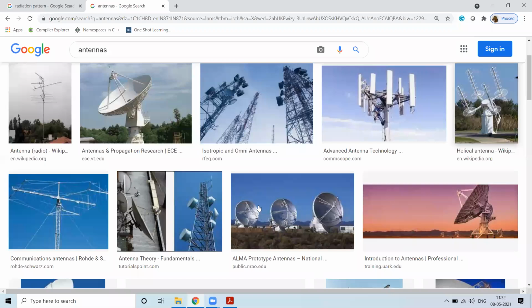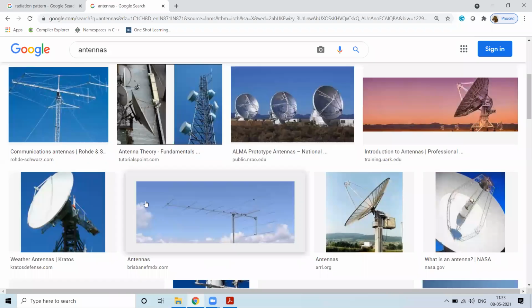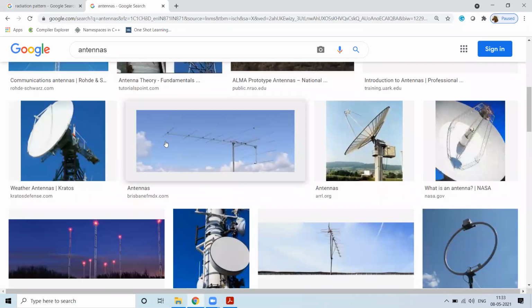These are the antennas which you used to see in the olden days, that is when we used to watch Doordarshan, right? At that time we used these kinds of antennas, called Yagi-Uda antennas, which have a director and a reflector along with a dipole. So this is the antenna.